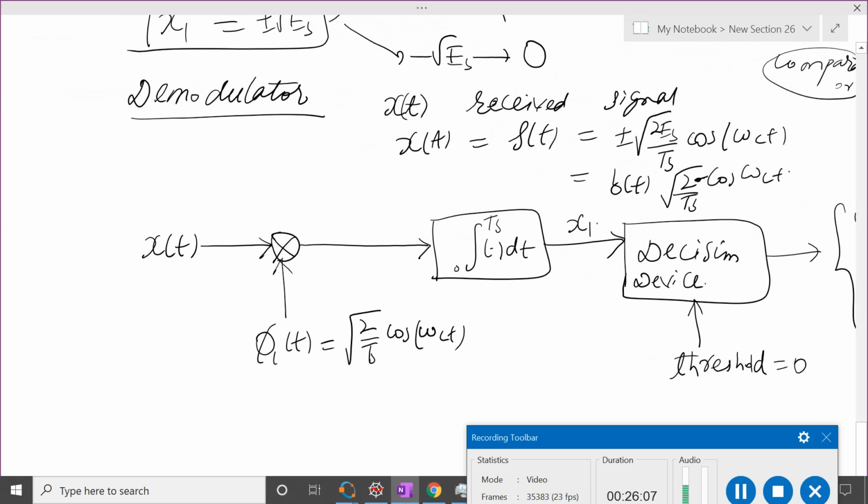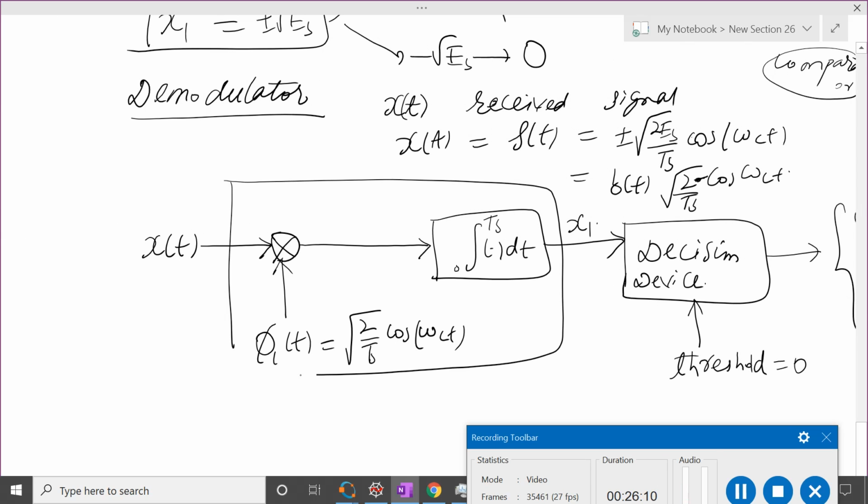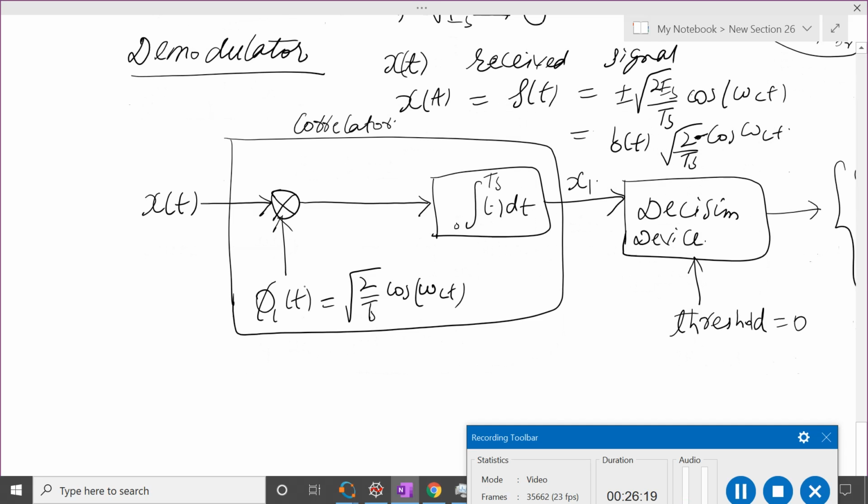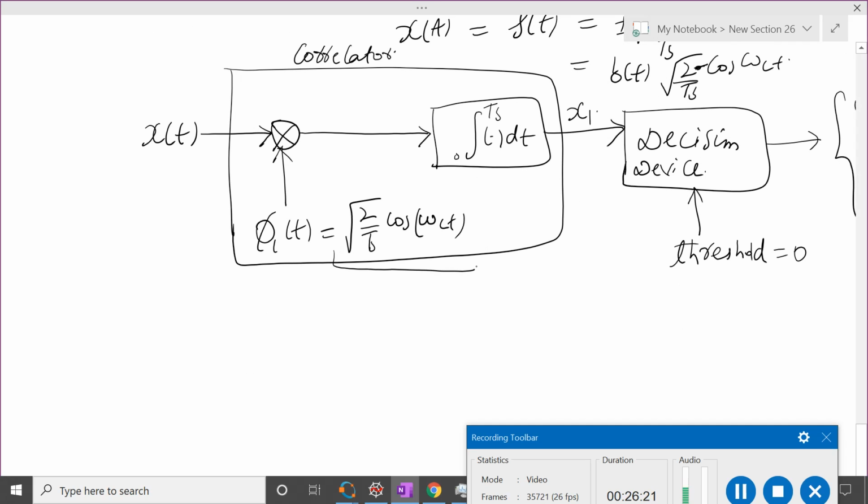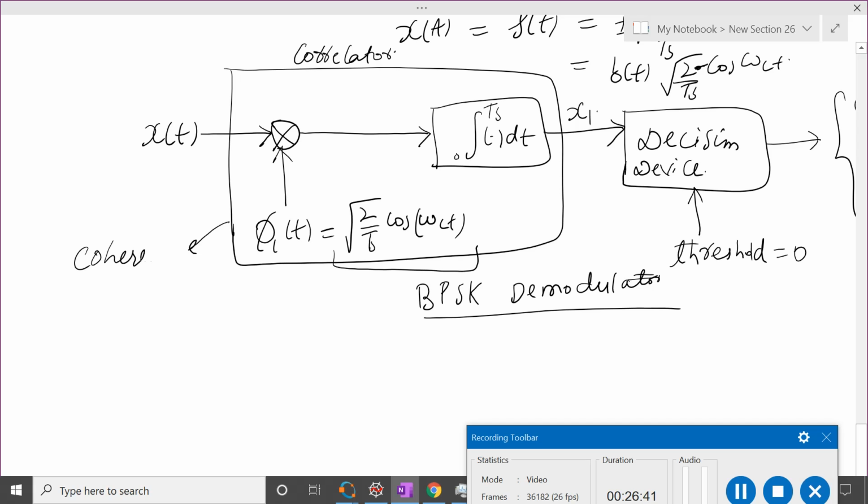Okay. And this operation, the operation of multiplying and integrating, is also called the correlation operation. This is called a correlator. And since we are generating the carrier here at the receiver, this is the demodulator receiver. So see, this is the BPSK demodulator. Since we are generating this carrier here, it is also called coherent detection or demodulation.